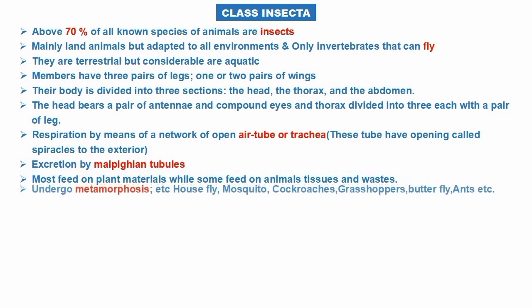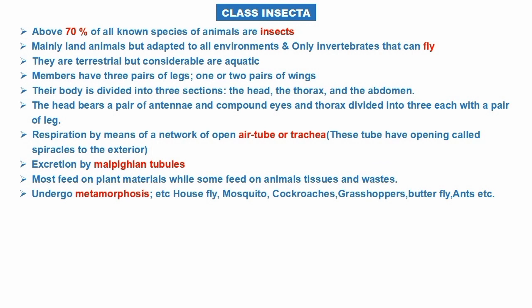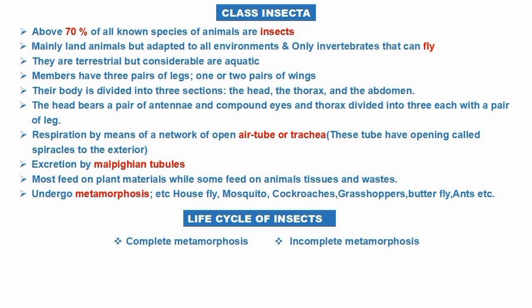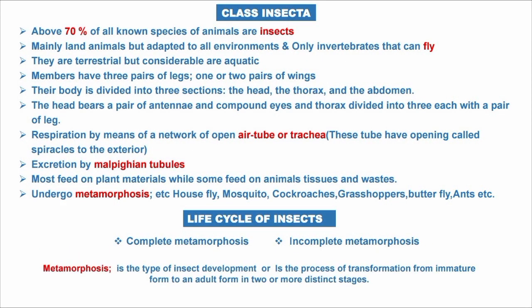Excretion is by Malpighian tubules. Most feed on plant material while some feed on animal tissues and waste. They undergo metamorphosis. Examples: housefly, mosquito, cockroach, grasshopper, butterfly, and ant. Life cycle of some insects: complete and incomplete metamorphosis. These are the 2 main life cycles of insects.